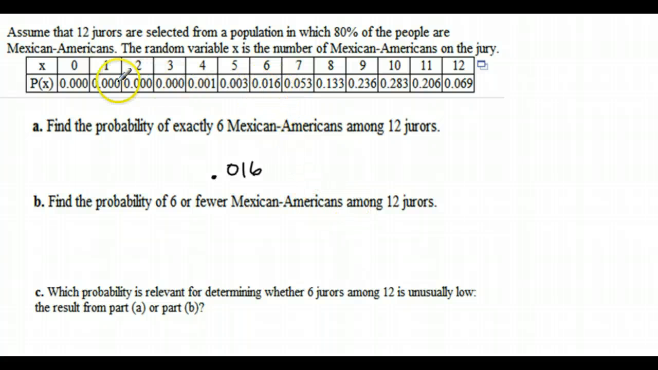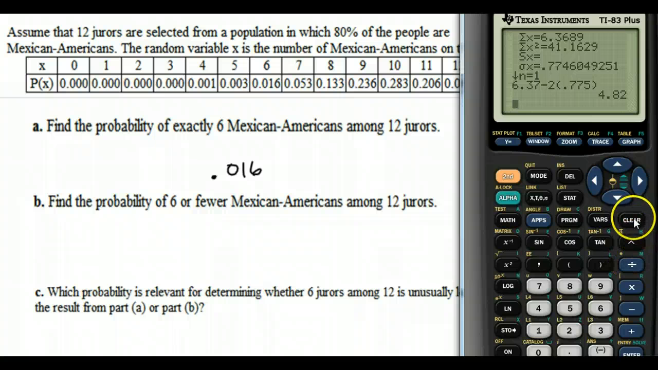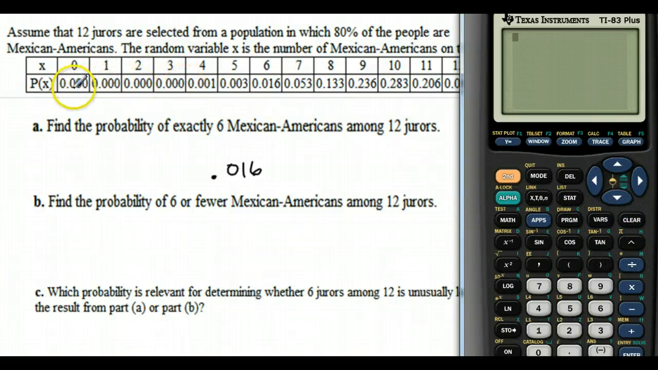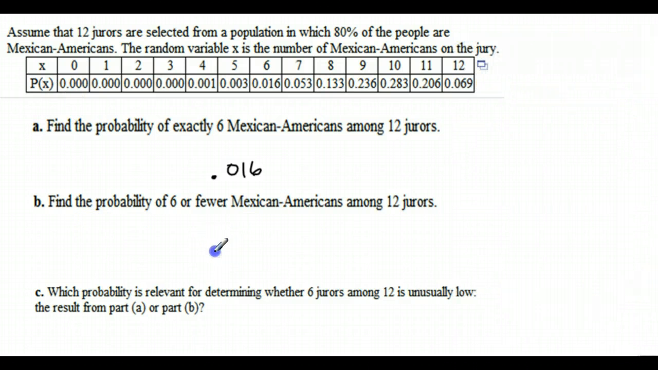Okay, find the probability of 6 or fewer. Now we're taking 6 and going all the way down to 0. So according to this, it's 0 plus 0 plus 0 plus 0, for all of these, and then I don't start really until these 3. So I'm going to add 0.016 plus 0.003 plus 0.001, and then the rest are a whole bunch of zeros, so they're not adding anything to it. So 0.02 chance total.